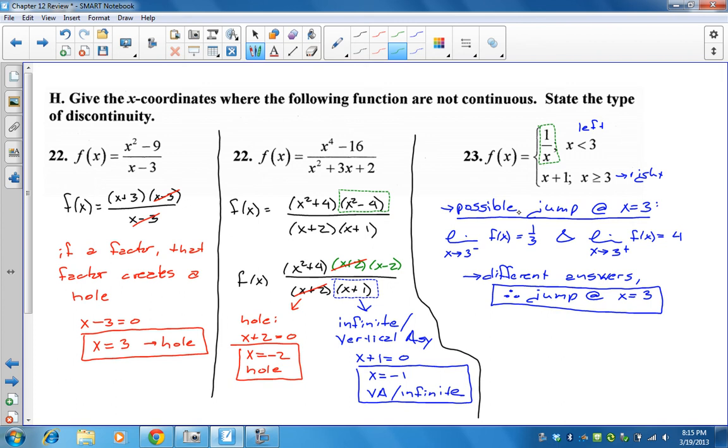Well, if you look at this piece, for the left side of 3, I'm looking at 1 over x. Man. Hopefully I won't die in the middle of this.